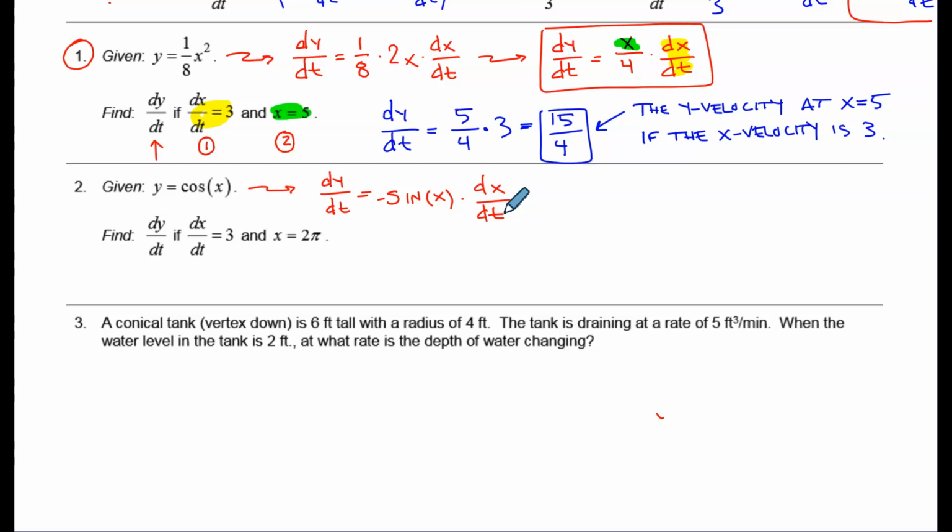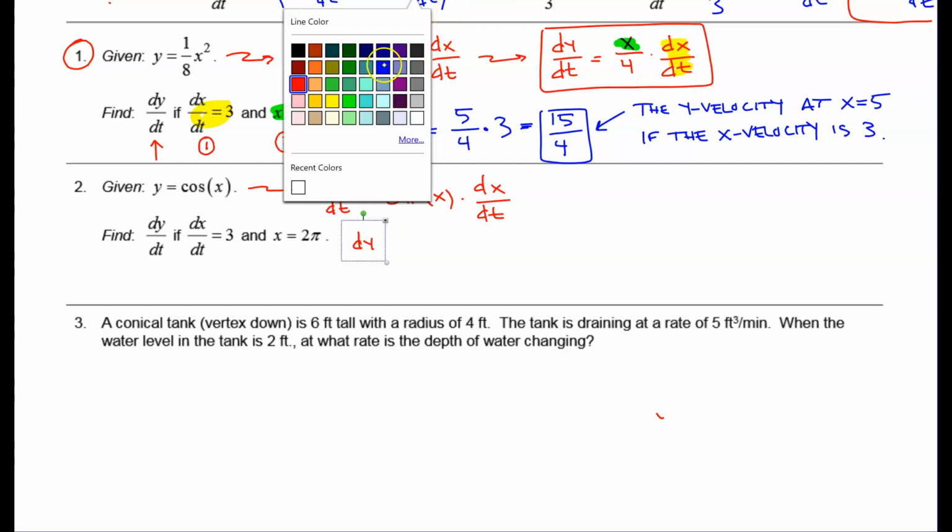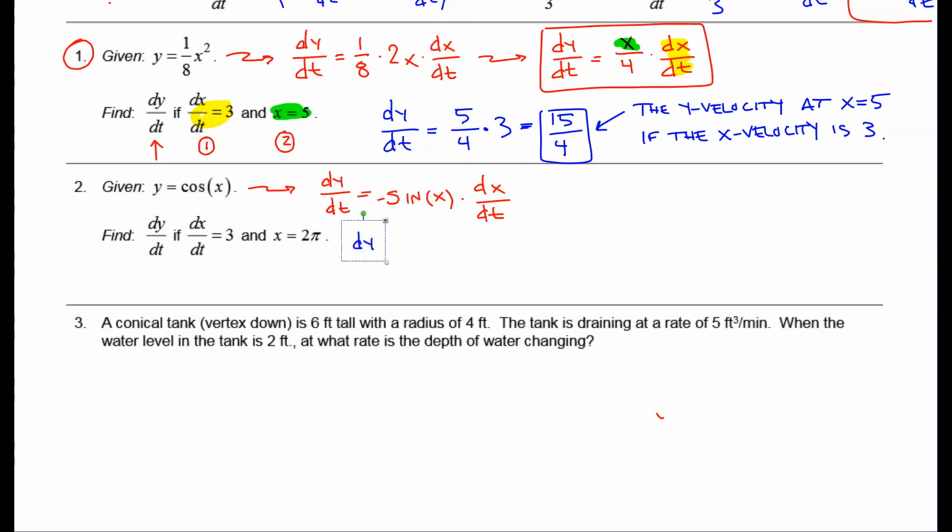I'm going to evaluate this expression for the values that were given. Let me change to blue here because that's what I did in the previous one. Sure you appreciate that consistency, folks. Oh boy.